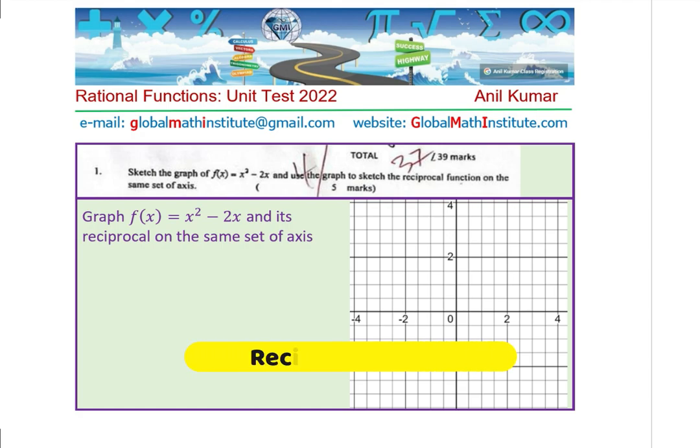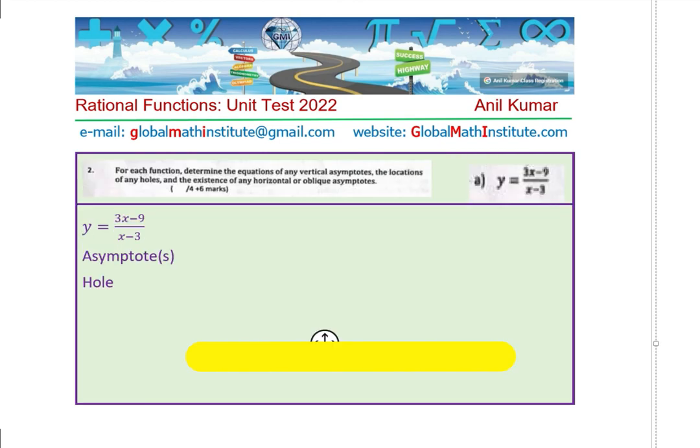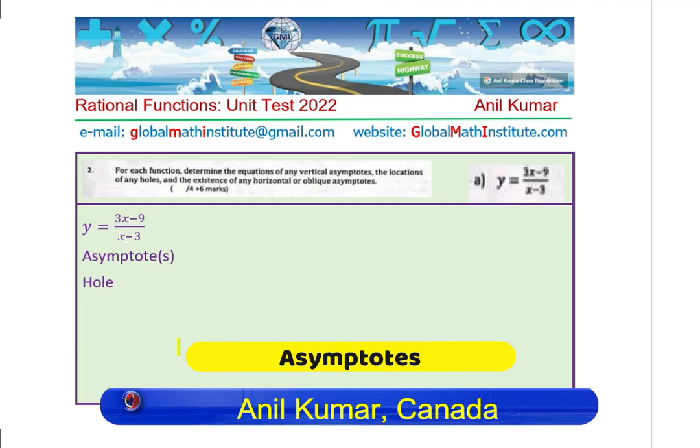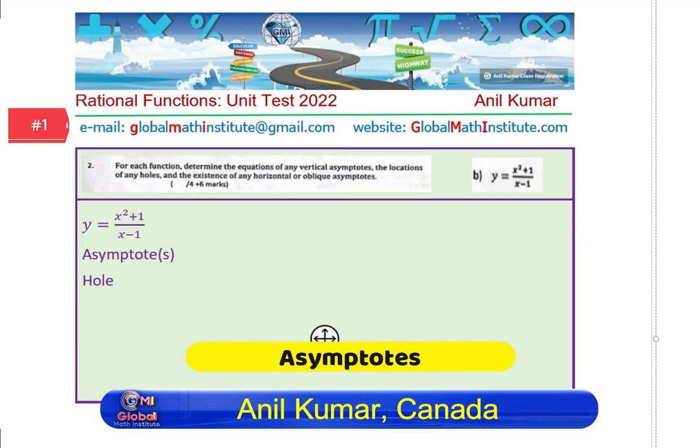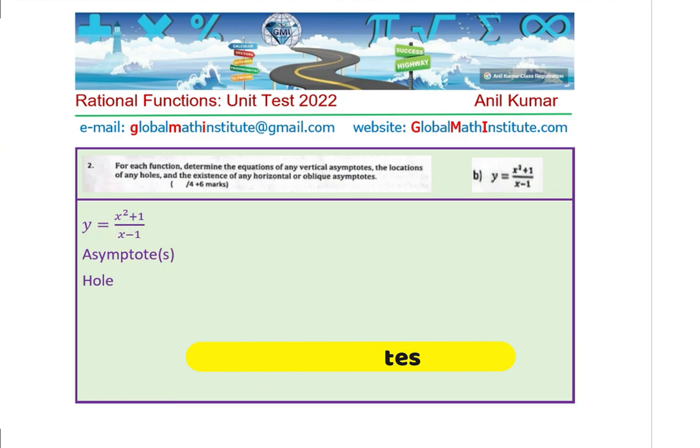The very first question is to sketch the graph of x squared minus 2x and its reciprocal, right? So that's the question from the test paper. Question number 2 is to sketch the graph of another function. In this particular function, we have to discuss asymptotes and holes. Well, that is part A of question number 2. Part B is another rational function, where again, you have to discuss the asymptotes and discontinuities.